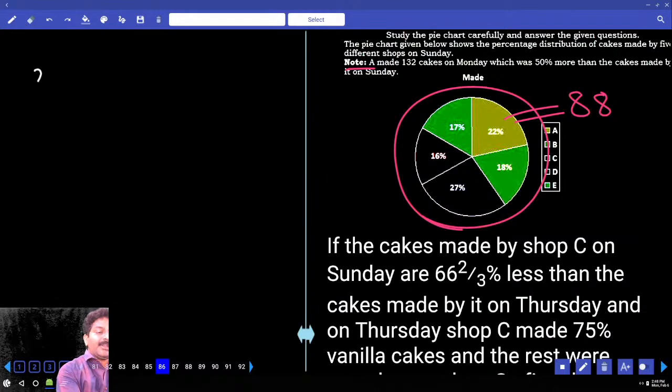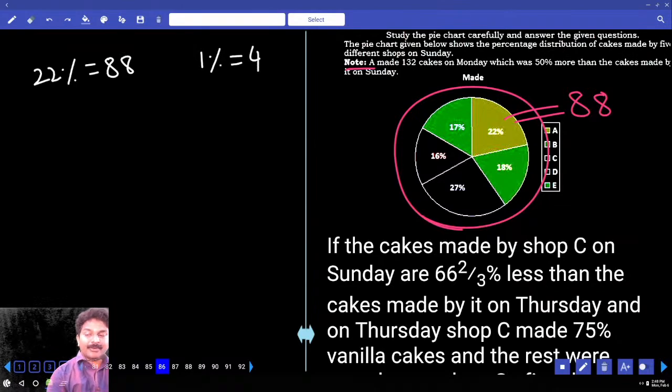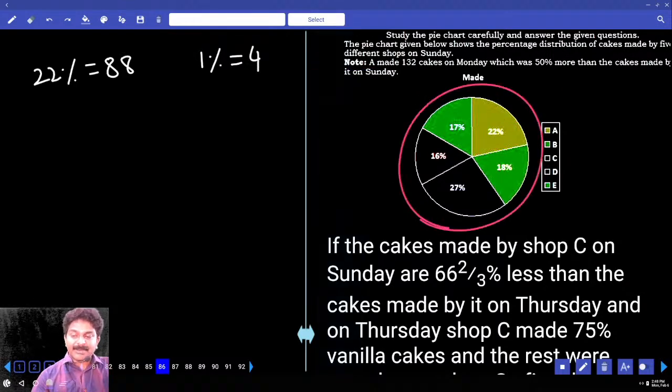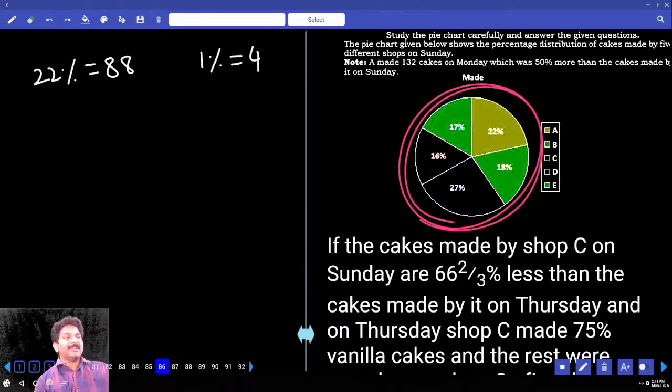So 22% is equal to 88. From this, 1% value is equal to 4. So we can convert all these percentages to numbers by multiplying every number with 4.